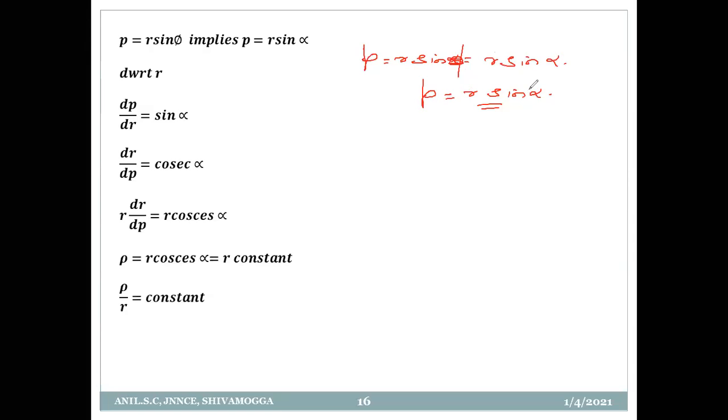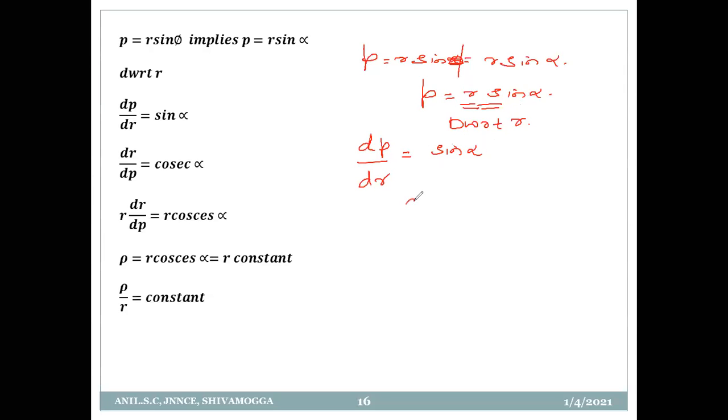Next, we find the radius of curvature. To find the radius of curvature, differentiate with respect to r first. The derivative of p with respect to r is dp by dr, since p is a function of r, not a constant. This is equal to sin alpha, which is a constant, so keep it as it is, times the derivative of r with respect to r, which is 1. And what is required is r into dp by dr.